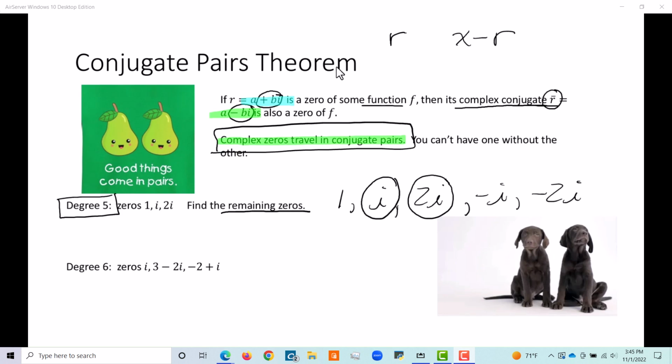All right, now try this one. You've got a degree 6, and they're giving you a zero of i, a zero of 3 minus 2i, and a zero of negative 2 plus i. You've got to find the 3 remaining zeros. So pause this, and then start it up when you're ready for the exciting answer.